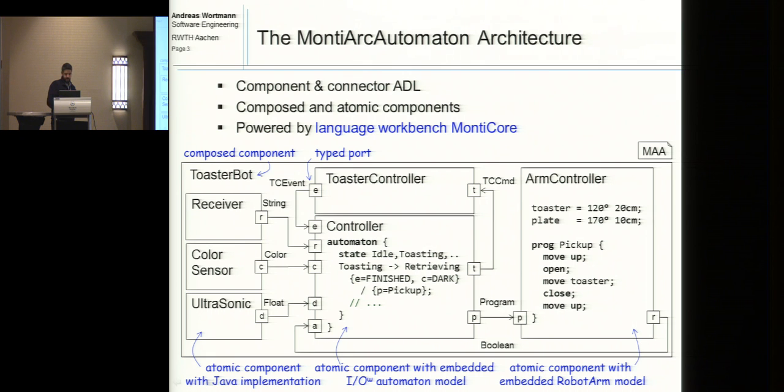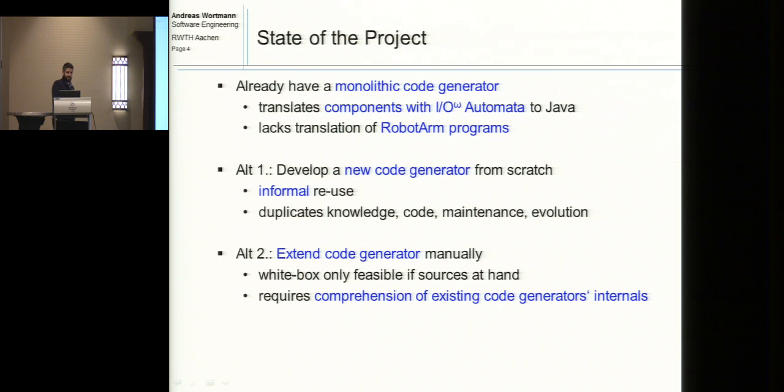And now you have the problem that you have a code generator that does generation from architectures with automata for you, but it does not take RobotArm programs into account. So from here on, you have two choices. You can either develop a new code generator, and you can do that by informal reuse, means copy and paste, and then duplicate your knowledge, your errors, and your maintenance effort. Or you extend it manually, and in the end, you will have a white box only approach where you have one code generator that catches all your behavior languages, and that won't be maintainable as well.